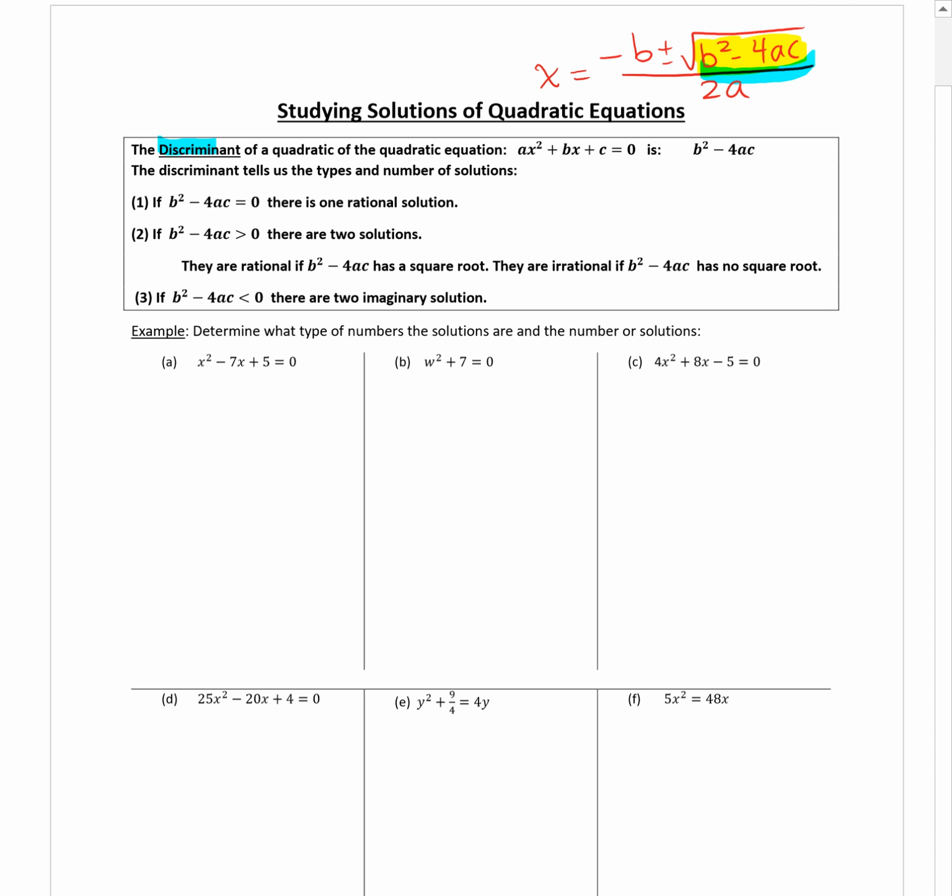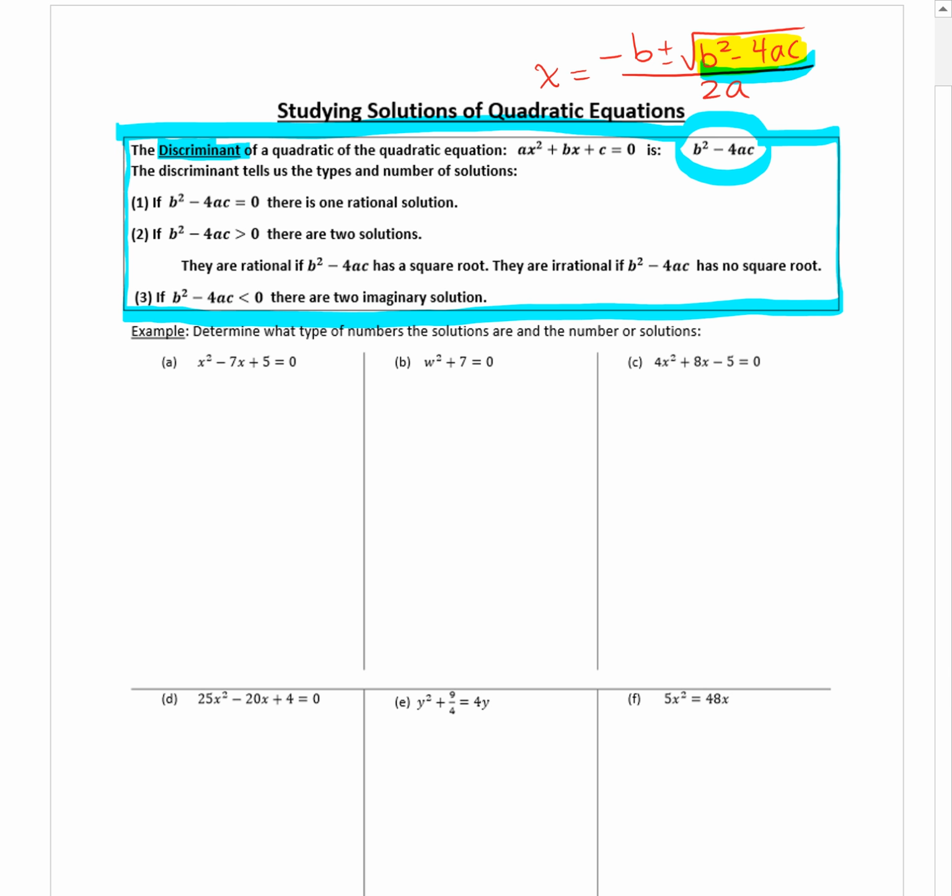The thing inside the root is so important that we give it a special name. Like it says here, that's called the discriminant of the quadratic equation ax squared plus bx plus c equals 0. So b squared minus 4ac is what we call the discriminant, because that's what's inside the square root, and that's what dictates how many and what type of solution you'll have. So inside this box we have a description of all the things that can happen, depending on the value of the discriminant.